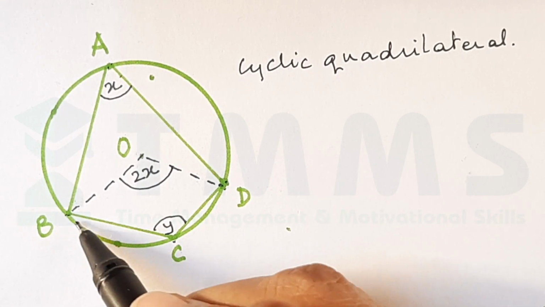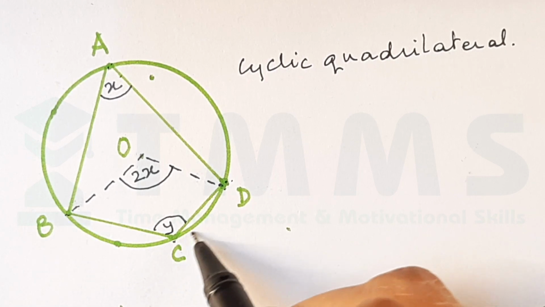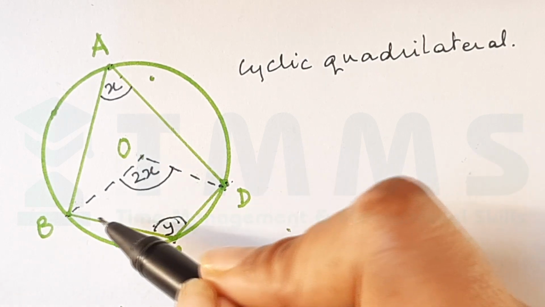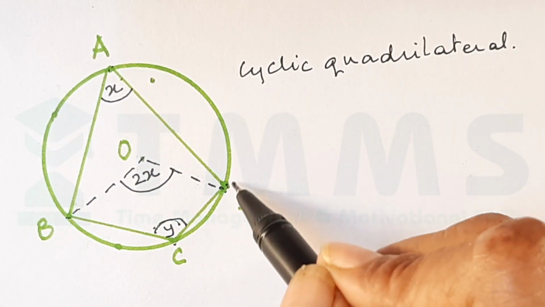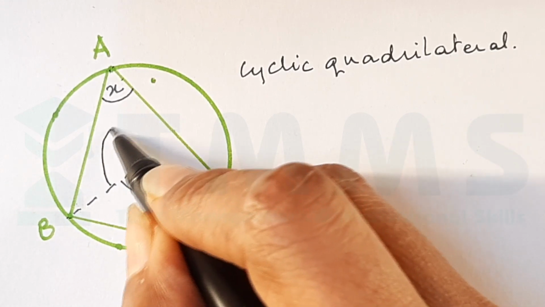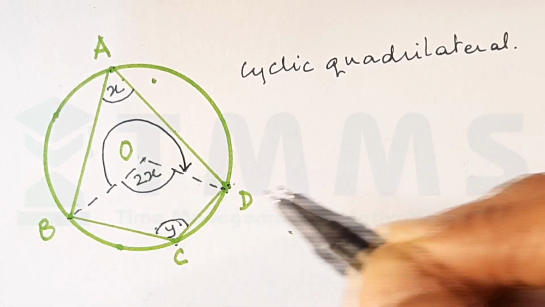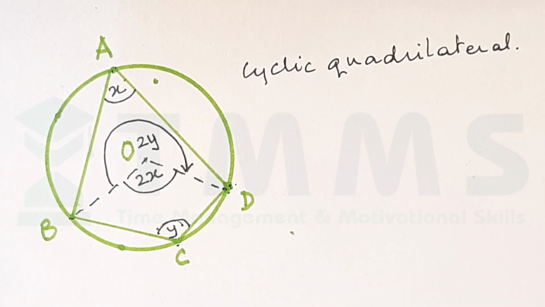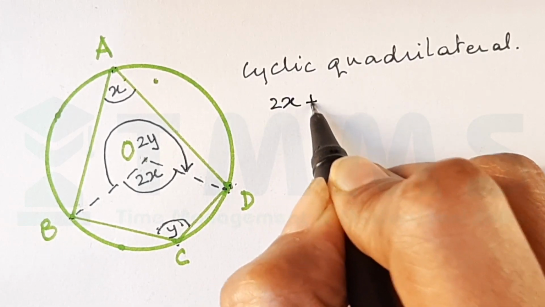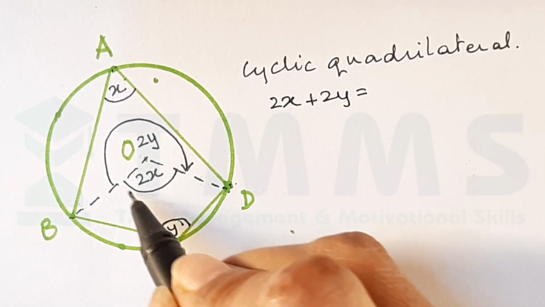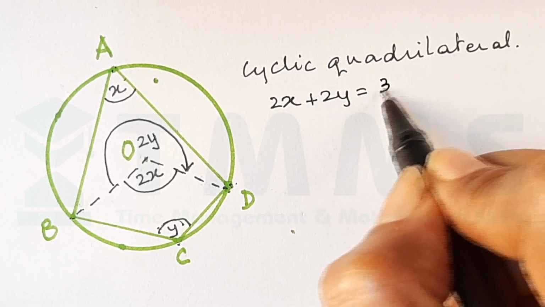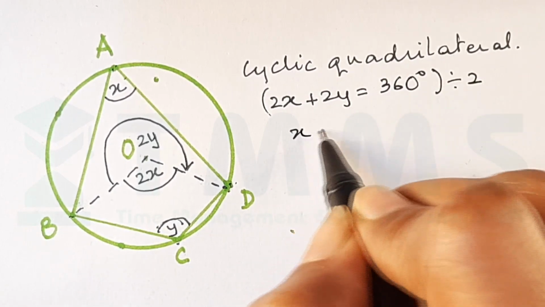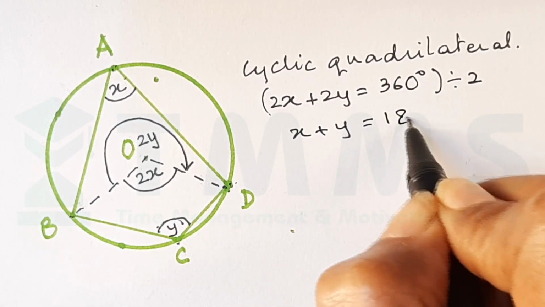Okay. Now let us come to BCD. Now BCD, this angle, is the angle in the minor segment. And so it will be subtended by BAD arc, which means the angle at the center corresponding to that will be this. So if this is y, then this becomes twice that. So this becomes 2y. Now tell me, what is 2x plus 2y? Aren't they the angles around a point? And they add up to 360 degrees. And so if you divide this by 2, you will have x plus y equal to 180 degrees.